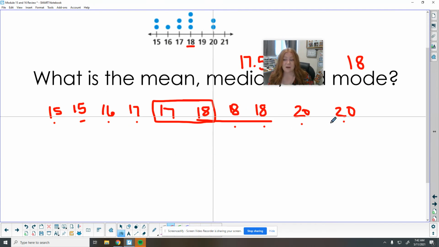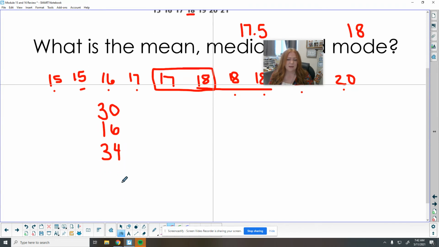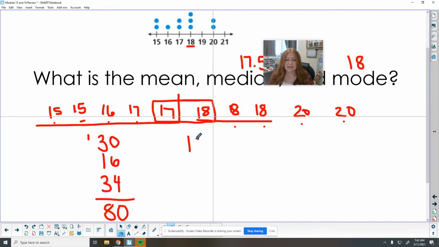So we want to add all of these up. So here I can see here's 30, 16, 17, and 17 makes 34. Let's see, 18. Just going to start with this so far. So I've done 15 through 17. So there's 10 and 6, 7, 8. Okay, now I have my 3 18s. So I'm going to just do 18 times 3 is 24.